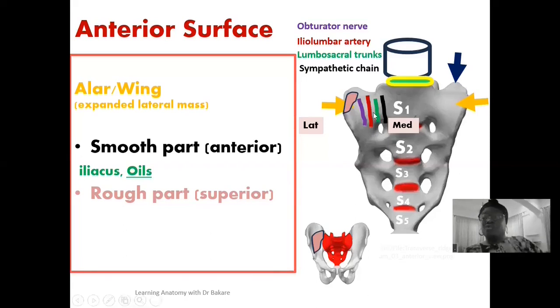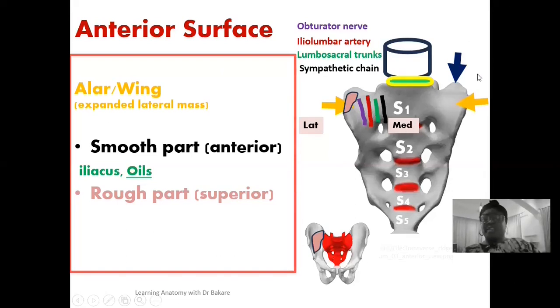So these are the four structures that are related to the anterior smooth surface of the ala, or the wing, of the sacrum. And the acronym COIL can be used to remember easily the list of these structures. So this is how they align from lateral to medial.